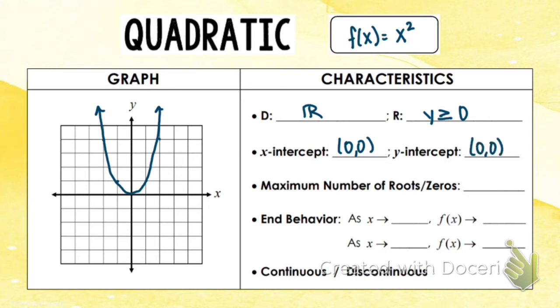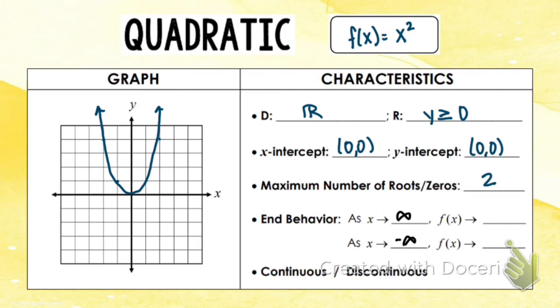Now remember that whenever we shift these, like if I was to say, oh, my parabola is here, you'll see that it has two x-intercepts and a y-intercept, and they're all different points. So this is just applicable to the parent function. All right, so our maximum number of roots, the maximum number of times it can cross the x-axis, is 2. For end behavior, once again, we always fill in infinity and negative infinity.